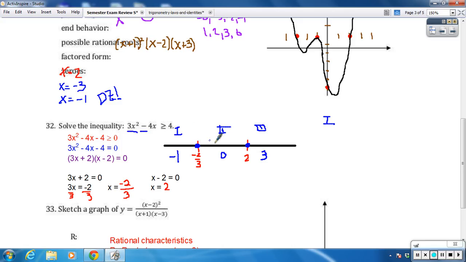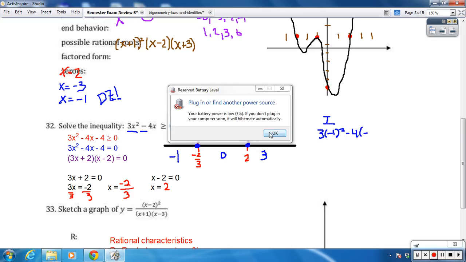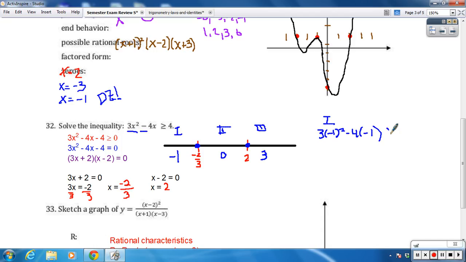So I'm going to take negative 1 and plug it in for x in my original inequality. So I would get 3 times negative 1 squared minus 4 times negative 1 is greater than or equal to 4. Now I'm going to simplify the left-hand side to see if it's true. Don't forget that when you square a negative, it becomes positive. So this becomes 3. Negative times negative is plus 4, so 3 plus 4 is greater than 4. Hopefully you are okay with the fact that 7 is greater than 4. So I get a big check for region 1. That means I have solution in region 1.